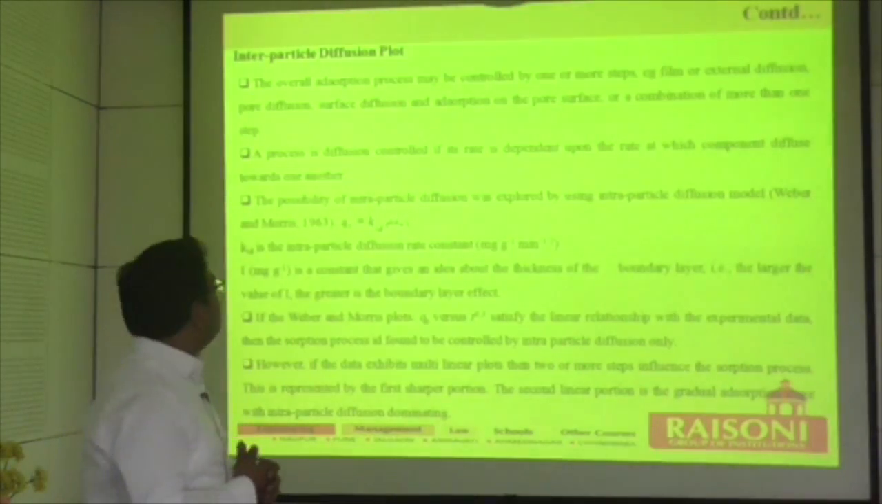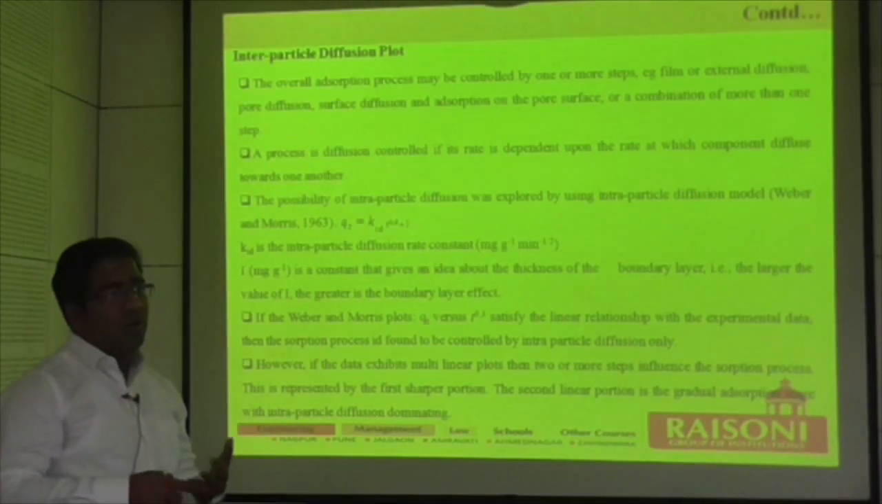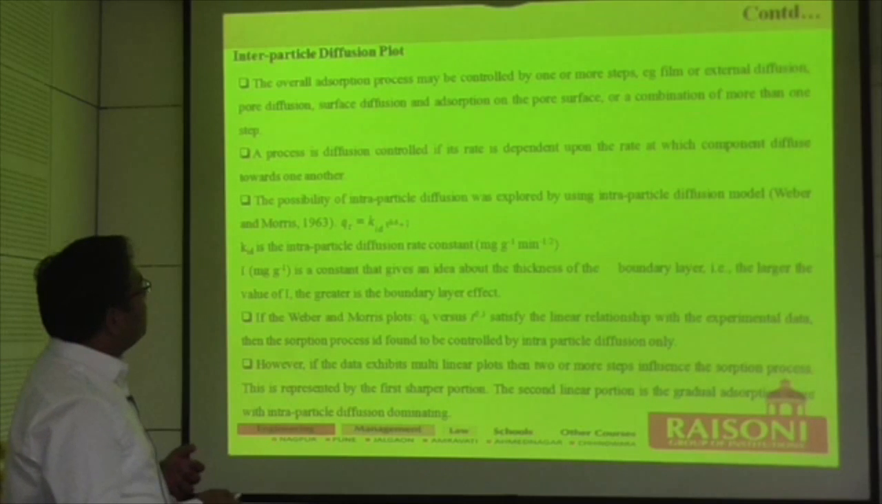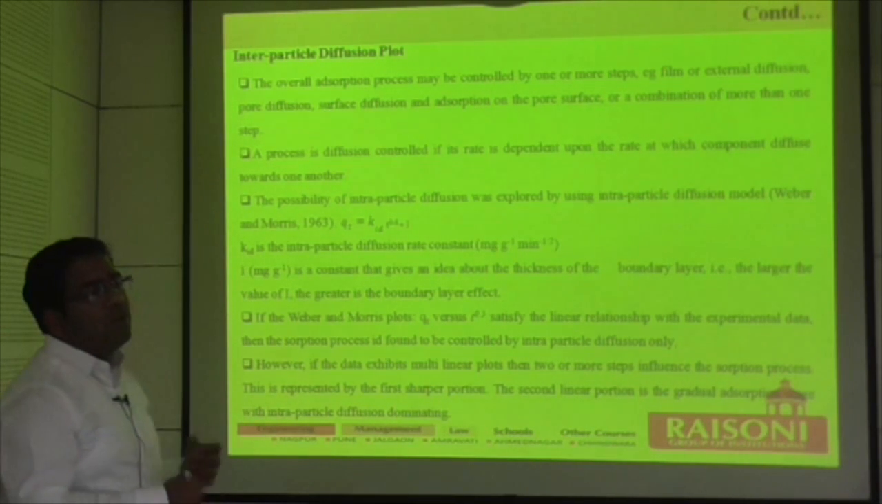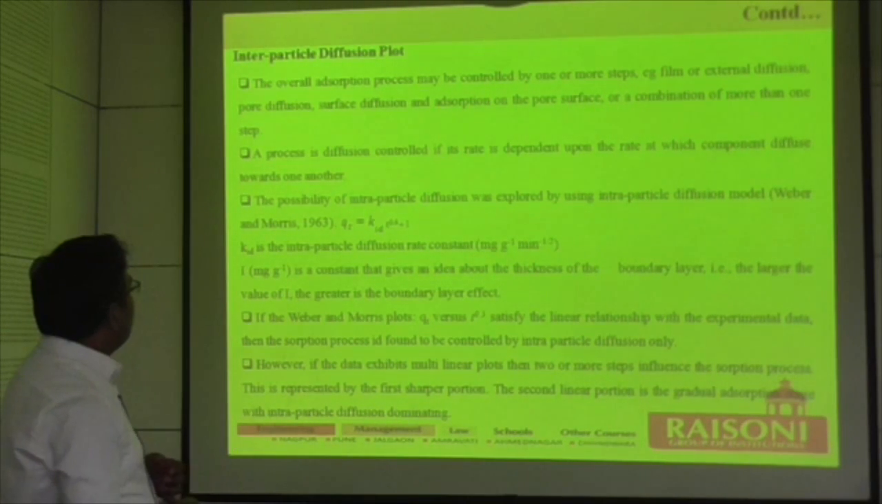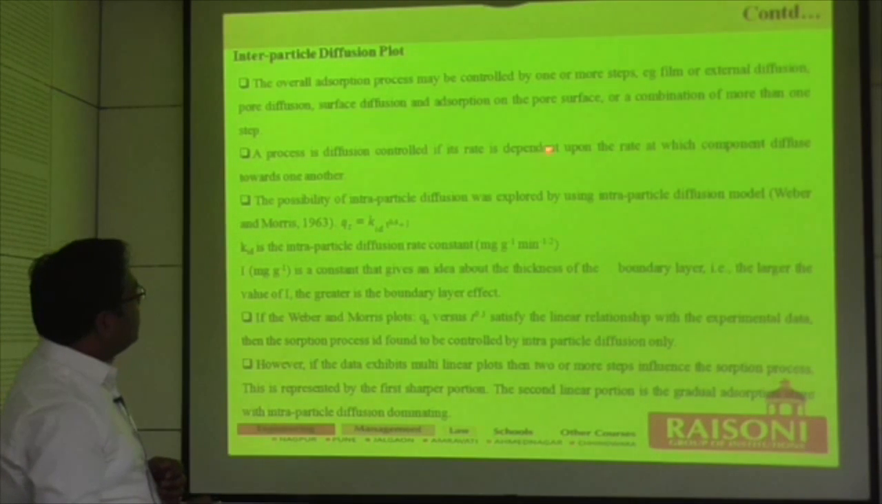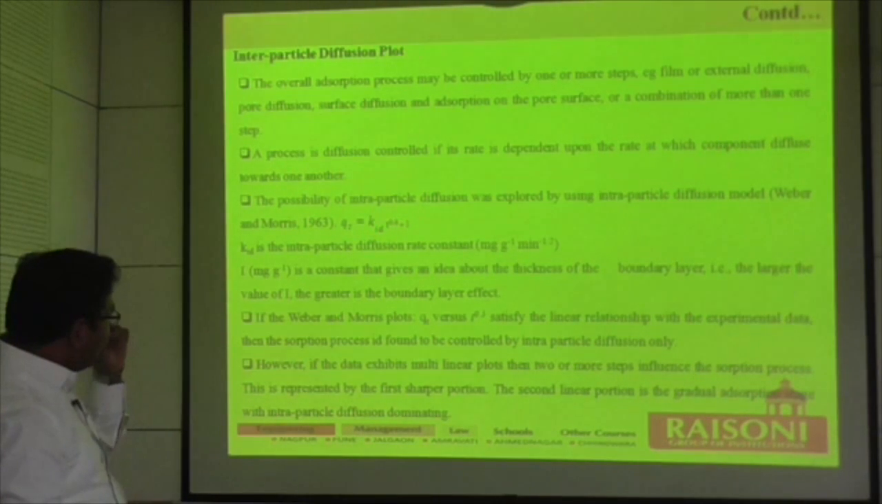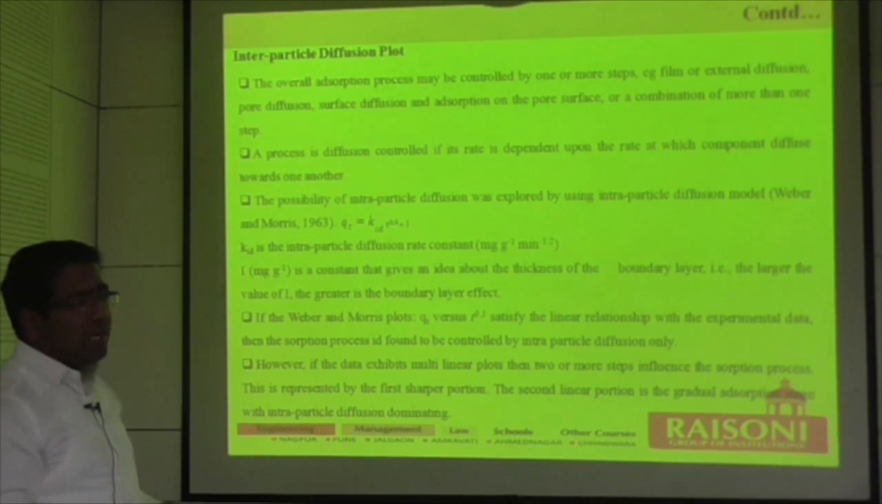Then the interparticle diffusion plot. The process may be one or more than one. The process may be external diffusion, pore diffusion, surface diffusion, adsorption on the pore surface, or it may be a combination of more than one. A process is diffusion controlled if its rate is dependent upon the rate at which the components diffuse towards one another. This is the equation for interparticle diffusion, where KPID is the interparticle diffusion rate constant.